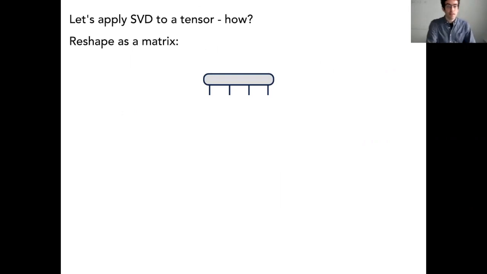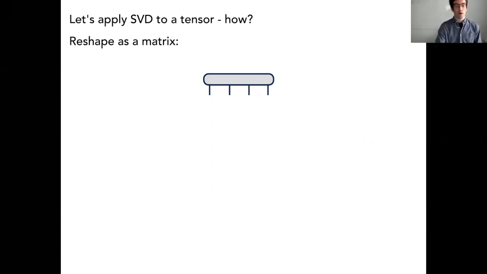So now let's take this really powerful tool that you can always apply to any matrix and gives you all these nice properties of a controlled compression, and let's apply it to a tensor. All right, but how are we going to do that, right? Because it's not a matrix. It doesn't have 2 indices. In this case, it has 4 indices. So what can we do, right?